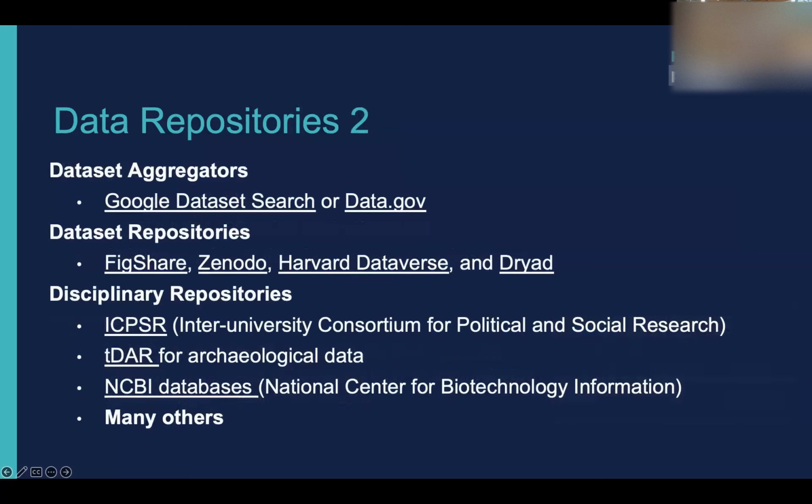There are also dataset aggregators. So in addition to regular Google search, not everyone knows about Google Dataset Search. Or just put "dataset" in front of your search terms, and that produces datasets and not just the academic articles. There are generalist repositories out there and disciplinary repositories out there. There are many, many of them, and what makes sense for you is very discipline specific.